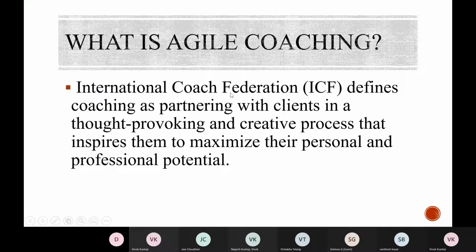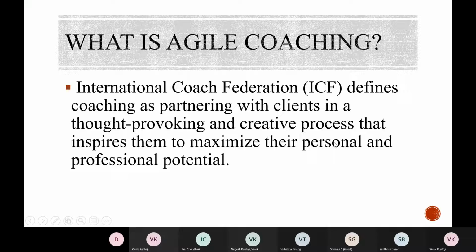Here, it is not supervising or managing or controlling. Coaching means partnering with clients in a thought-provoking and creative process. Why are we saying thought-provoking? Because a typical coach does not give solutions. He raises the right questions so that a thought process is provoked in the client and they realize solutions to their problems. So it's a thought-provoking and creative process.